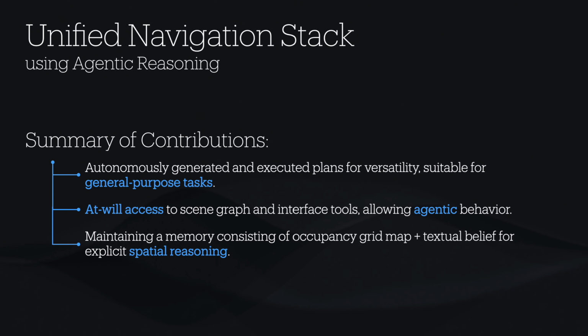So to summarize the contributions for this chapter, we have proposed a framework that allows us to create plans and execute them for general purpose tasks. We have these at-will access tools that allow us to have a truly agentic behavior, and thereby allowing us to have a better spatial reasoning, thereby beating our benchmark methods.